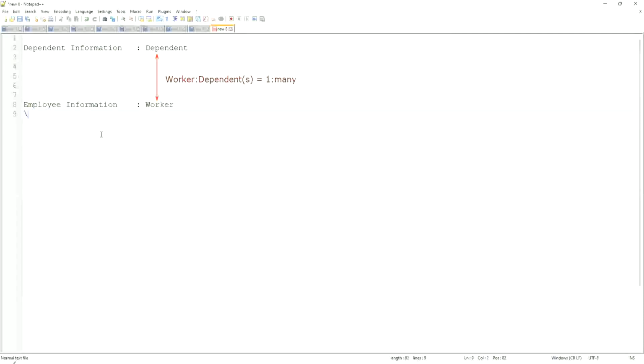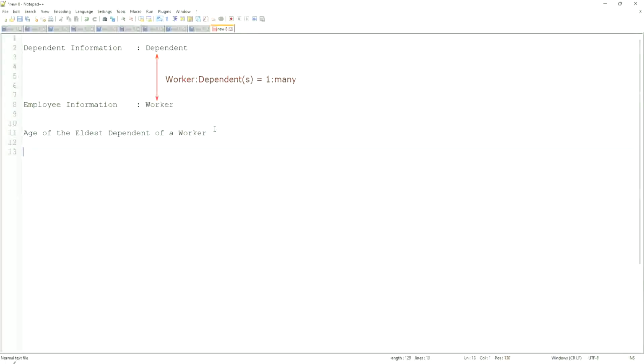Here, what we are trying to do is find out the age of the eldest dependent of a worker. We are going to do that. When we did the related business object filters and subfilters, what did we do? We selected only the dependents who were more than 10 years old. That's what we did. But now we are going to look for the eldest dependent.